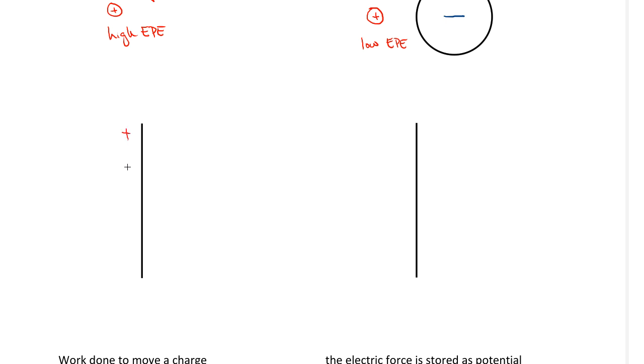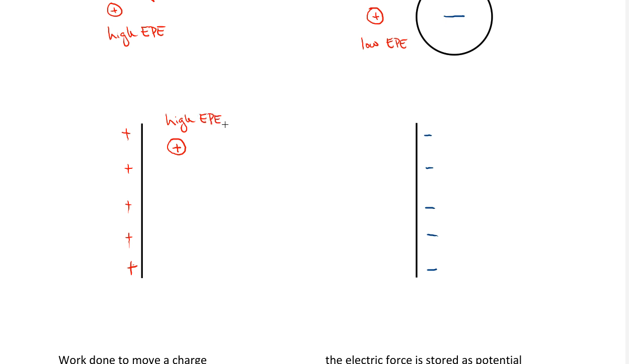Let's look now, instead of at point charges, at a parallel plate capacitor system. So let's make this the positive plate, and we'll make this one the negative plate. And I'm going to put a charge in the middle here, and I'm going to make this a positive charge. Over here, the positive charge and the positive plate are repelling each other, and the positive charge, if let go, would zoom towards the right.